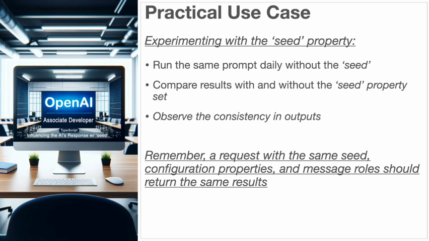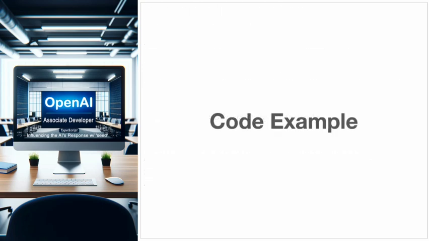The seed is useful in scenarios where consistency is crucial, such as debugging, testing, or generating reproducible results. Remember, the seed works alongside the prompts and configurations, ensuring that, with the same seed and identical property settings, the outputs remain consistent. Let's go back into our code and see how to incorporate the seed property into the OpenAI configuration object.